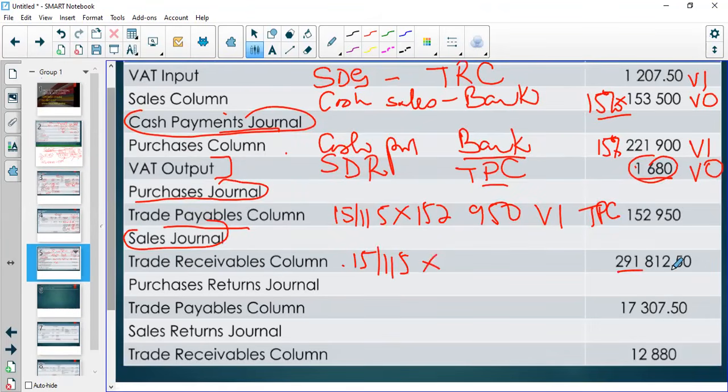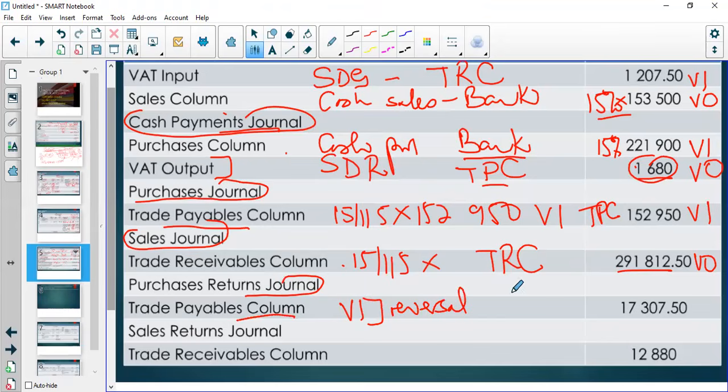Times this amount. And the description will obviously, so this is VAT output, this is VAT input. And the description is going to be trade receivables control, because we make sales on credit, we debit the trade receivables control, we credit sales, we credit VAT output. Then purchase returns journal, this is going to be VAT input, but it's a reversal. Right, it's a reversal of the VAT input.